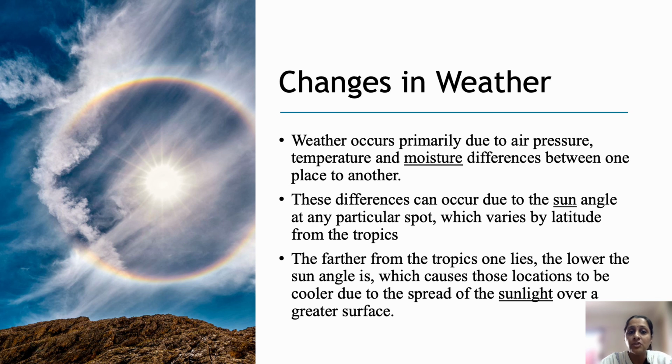The farther from the tropic one lies, the lower the sun's angle is, which causes it to be cooler. So if this is the sun and this is the earth, it is going to bulge from both sides. So it is bulging, so the sun will be a little nearer to it. So it's going to be hot. But the moment you go from here to here, it is far off from the sun, and this is going to be a little cooler. That is how the weather changes from place to place. This was all about weather.